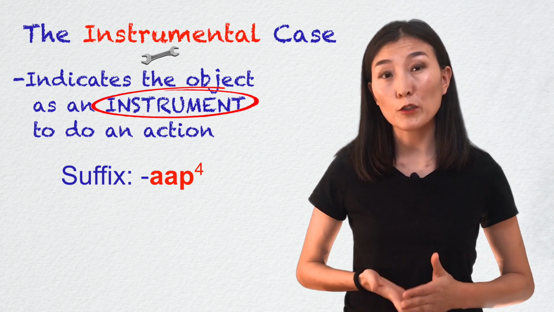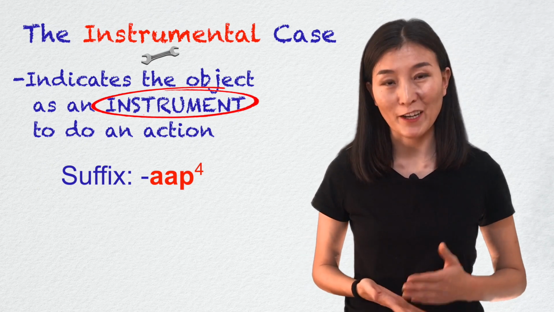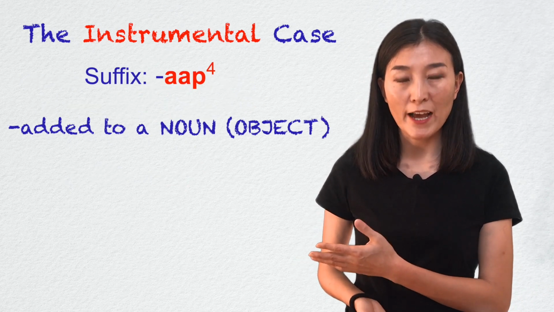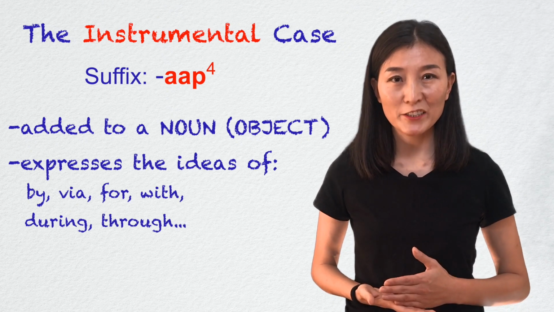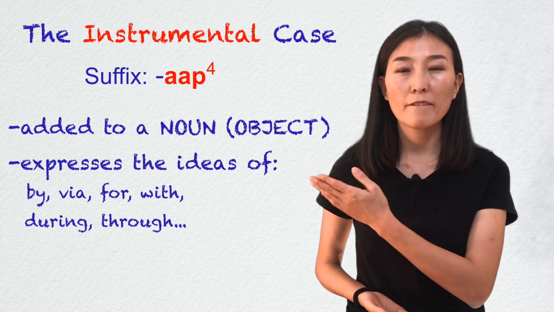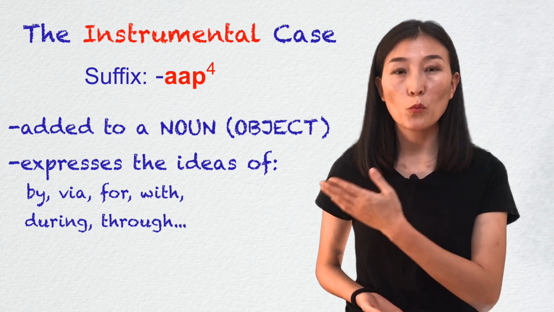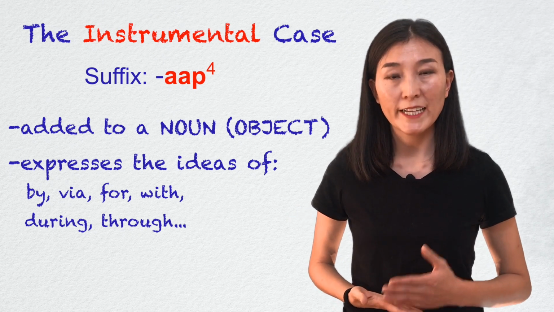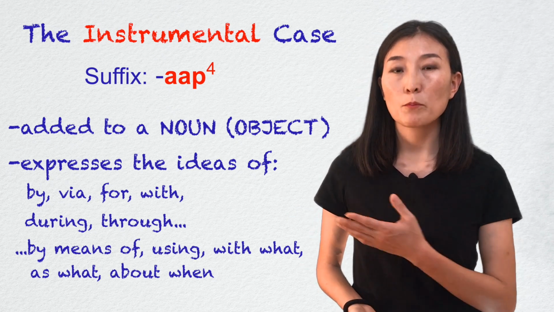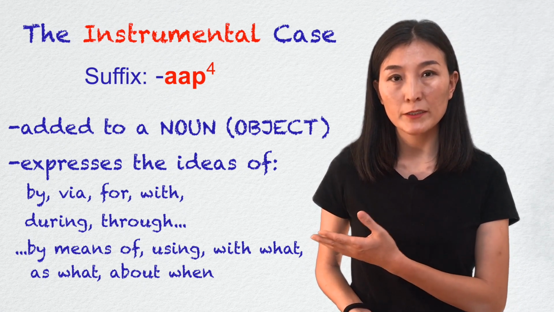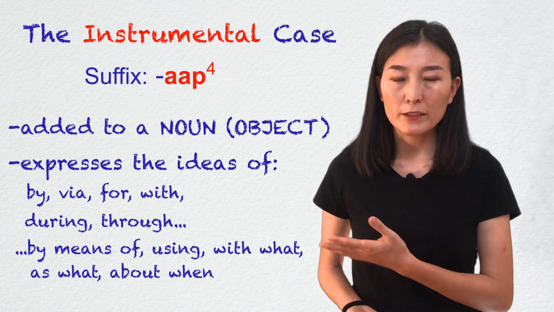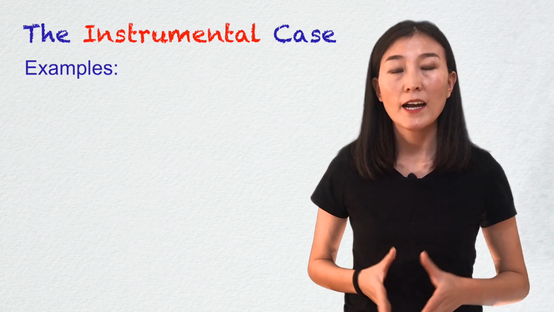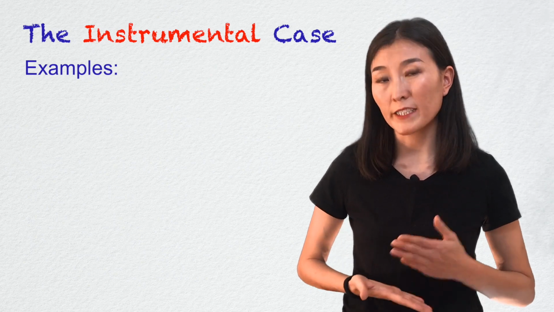I'm sure you all know about vowel harmony since I mention it every time. Also, we have a video on that too. This suffix is added to a noun object and expresses the ideas of by, via, for, with, during, through. Other ideas the instrumental case expresses could be by means of, using, with what, as what, or about when. Let's see some examples to make it clearer. I think this one makes a lot of sense if you look at these examples.